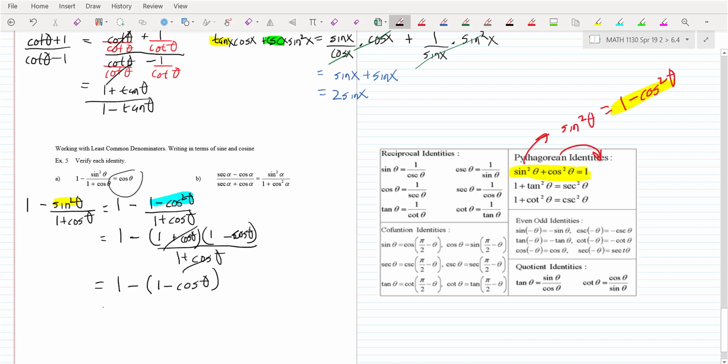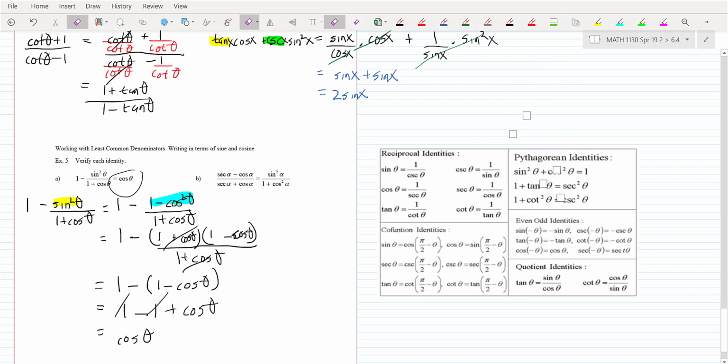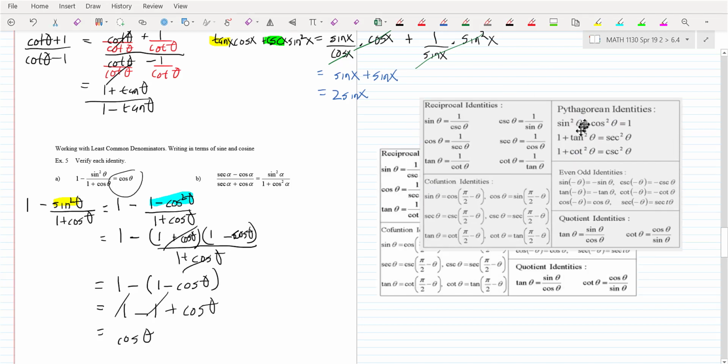You can distribute that through, so you would get 1 minus 1 plus cosine theta. Well, that's cosine theta. That probably is about the simplest way you could do that. There's other ways that you could have got that, but that would be my thought on that, to do it like that. All right, don't forget about factoring. That'll show up occasionally as you're doing some of these, establishing some of the identities.